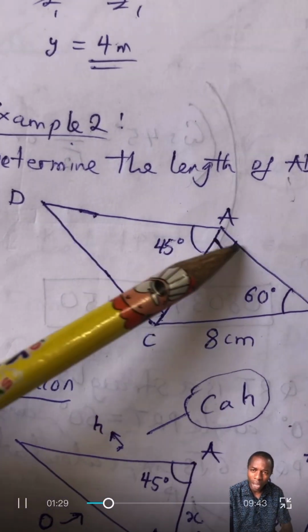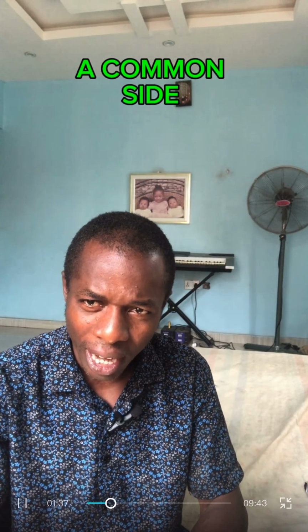Now when you have a shape that has two or more triangles, be rest assured that there will be a common side, and at times the value of the common side will not be given, and at times the value of the common side will be given. If the value of the common side is not given, you need to find it. Why? Because the common side helps a lot in finding relevant sides and relevant angles.